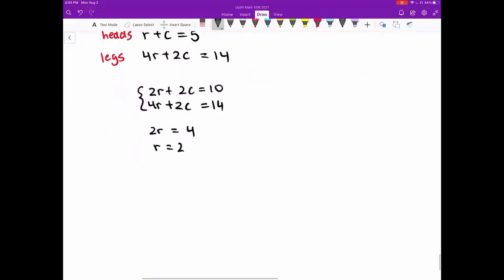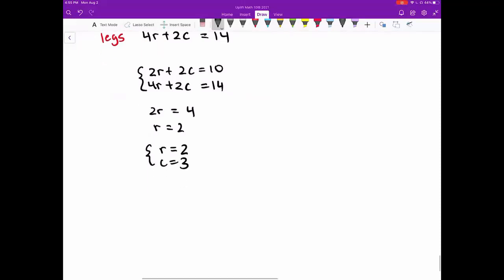Okay, and then we could put the value of R back into the first equation, and we could see that there are 3 chickens. 3 chickens? Yeah.